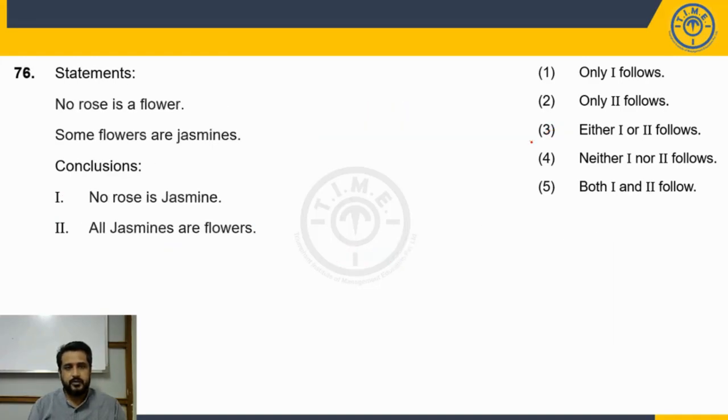Next, no rose is a flower. Between rose and flower there should not be any relation as per the statement. Now what is the second statement? Some flowers are jasmines. Now this is the basic diagram for the given statements. Let us look at the conclusions. No rose is a jasmine.